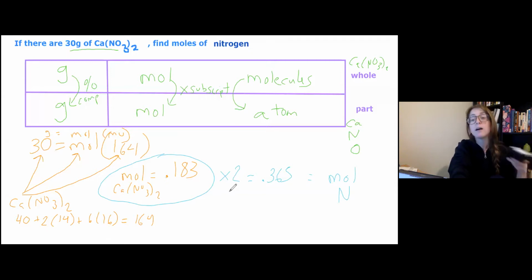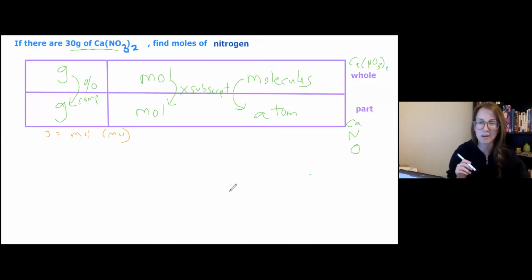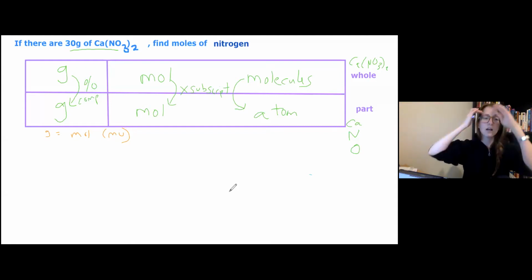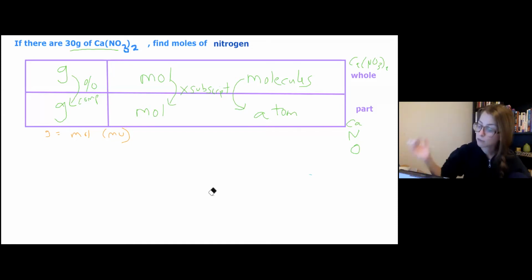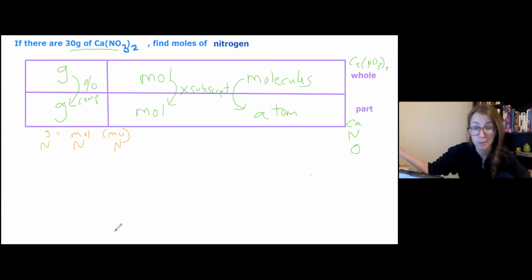That's my answer. I can show you a different way of doing it if you really prefer using the grams formula for this. Hold on a sec. I did all my erasing with the recording paused. So a different way of going about this, if I want to use the grams formula to find the moles of nitrogen, I need to use the grams of nitrogen and the molecular weight of nitrogen. In this question, I'm not given anything just about nitrogen, so I'd still have to do some other step first. I have 30 grams of calcium nitrate. I can go from grams of the whole to grams of the part using percent composition.